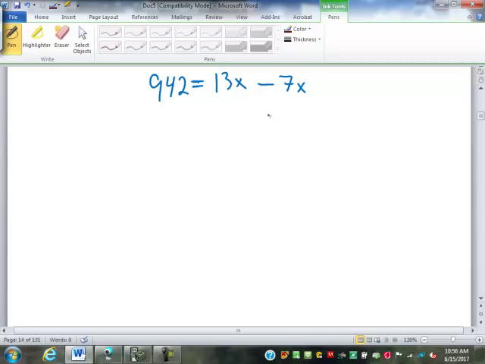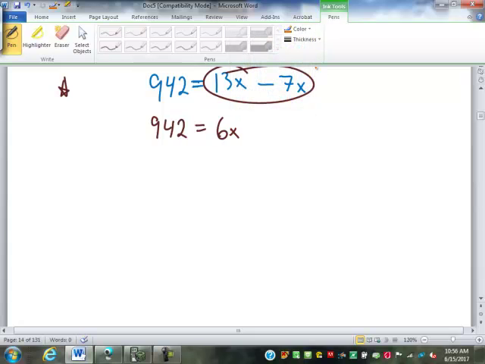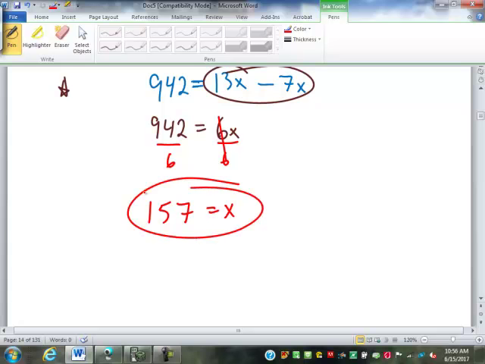So now that we have an equation, what do we do to solve it? Combine the 13x and the negative 7x. Perfect. 13x and negative 7x makes 6x. Good. Then what? Divide by 6. So you're at 157 equals x. Any questions so far?